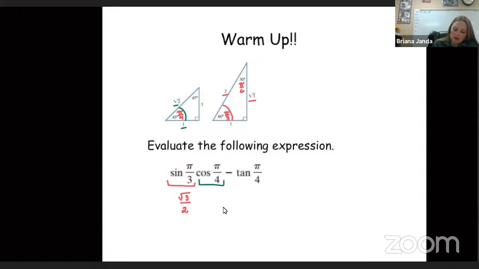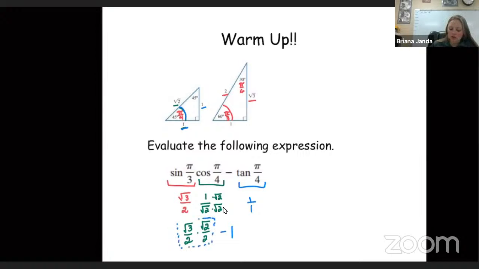So it would start out as 1 over the square root of 2, which we'll always rationalize here. And so that ends up being square root of 2 over 2. Minus, and then our last one here is our tangent of pi over 4. So still focusing on our pi over 4, but tangent is opposite over adjacent, 1 over 1. So minus 1 there.